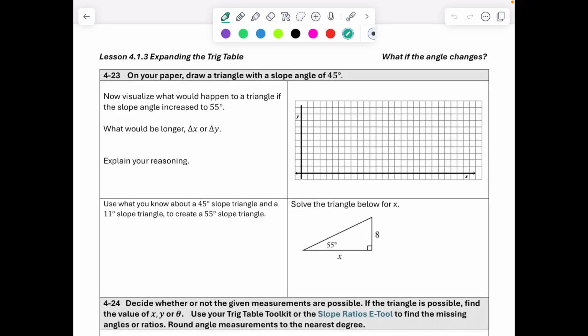This is lesson 413, expanding the trig table. In this lesson, we're going to be adding some more trig identities to our toolkit.